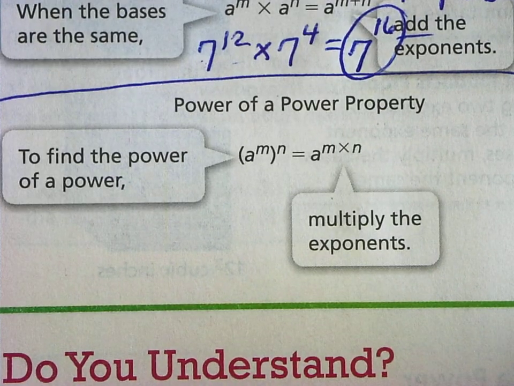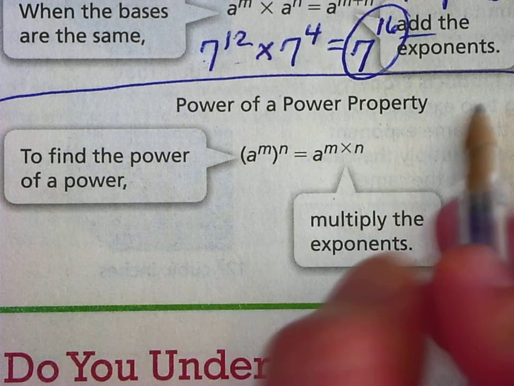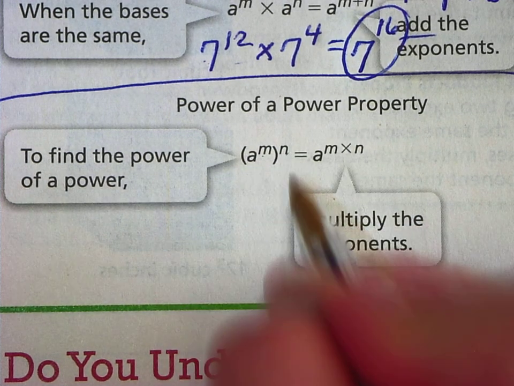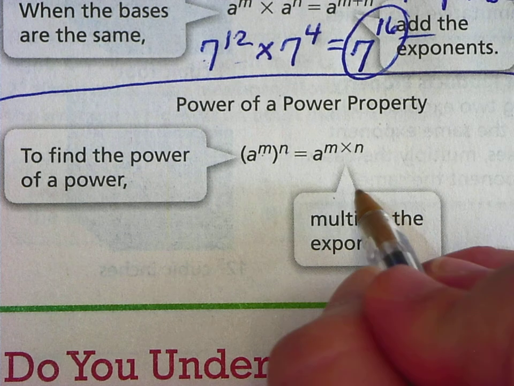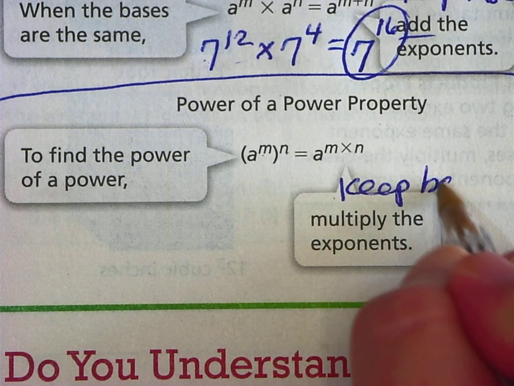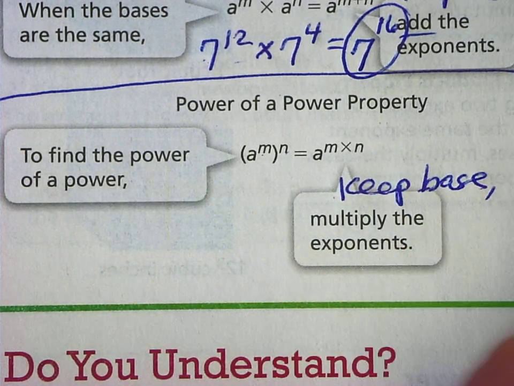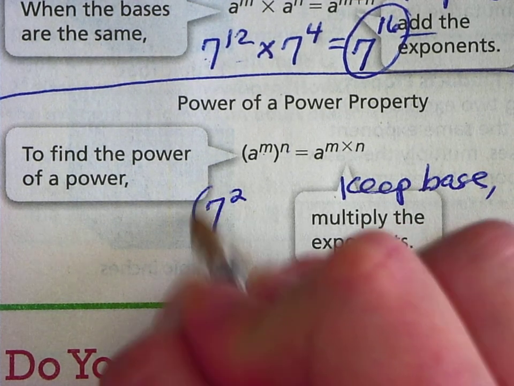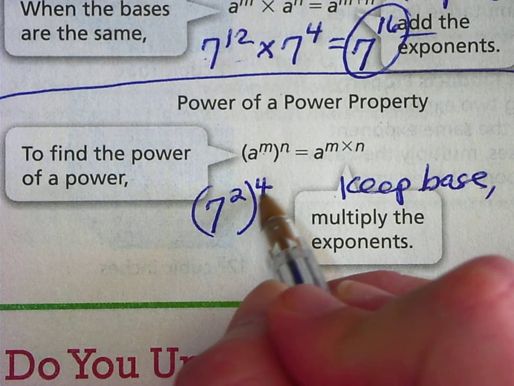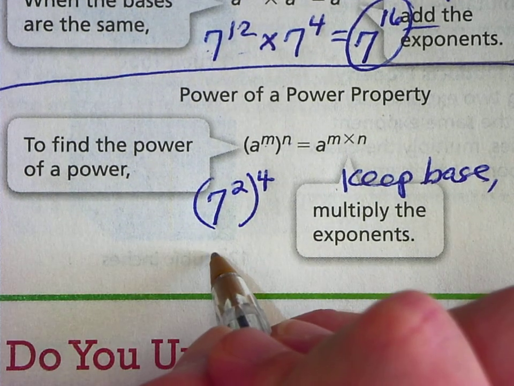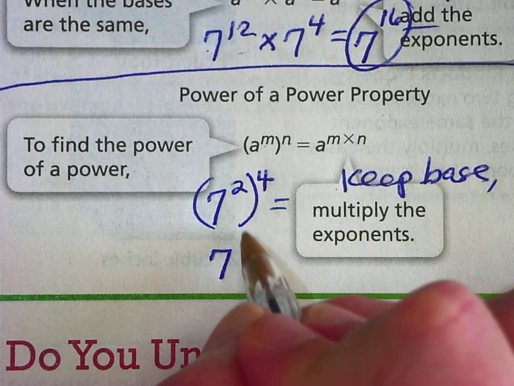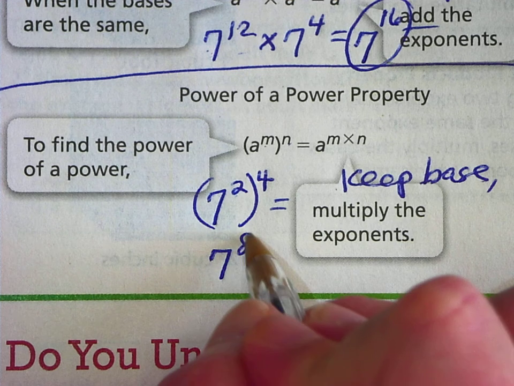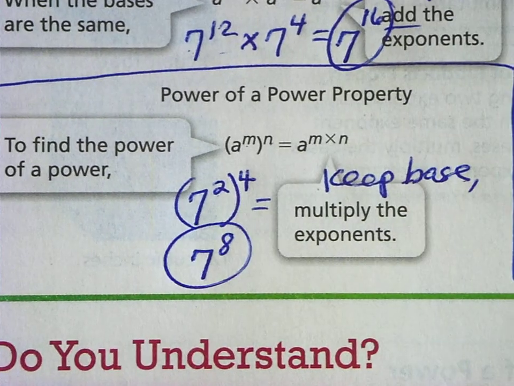Okay, so power of a power property. When you're finding a power of something that already has a power, you keep your big base and multiply your exponents. So for example, if you had 7 squared to the 4th power, a power of something that already has a power, you're going to keep the base and multiply your exponents. 4 times 2 would be 8. 7 to the 8th would be your final answer.